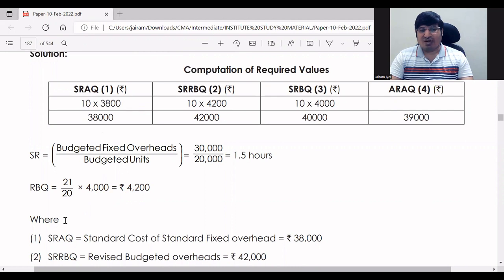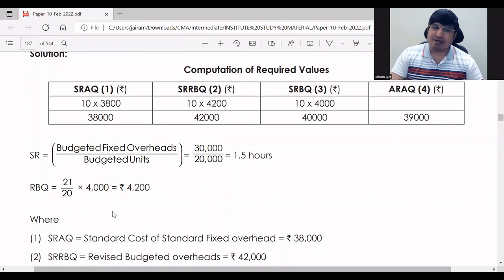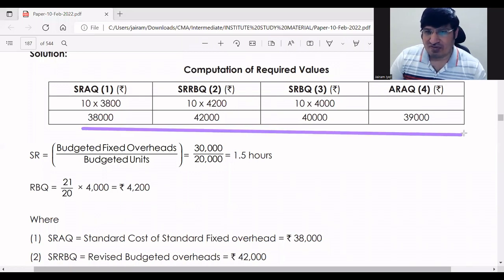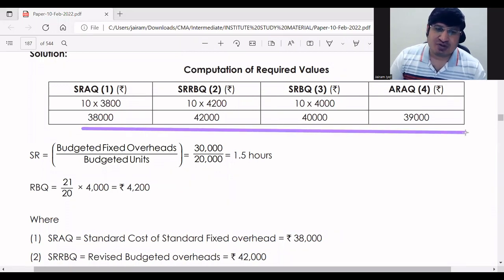And how much for 21 days? So 21 into 4,000 upon 20. That's what we are doing here. So revised quantity is 4,200. This is how we got this one. Correct. Now we have got all 4. After that, from here you just have to get the answer. Just deduct and get the answer.